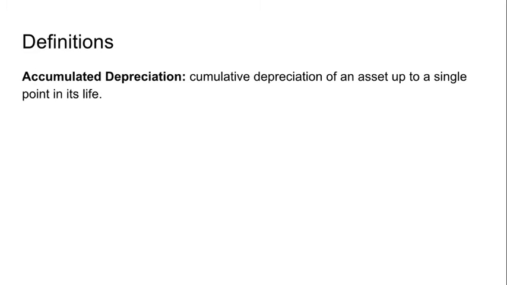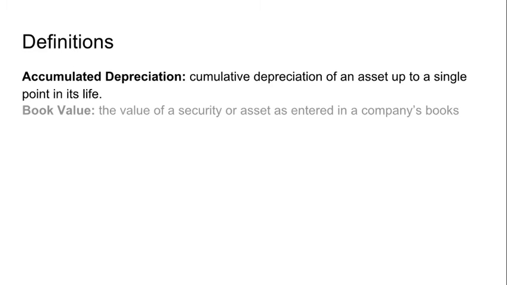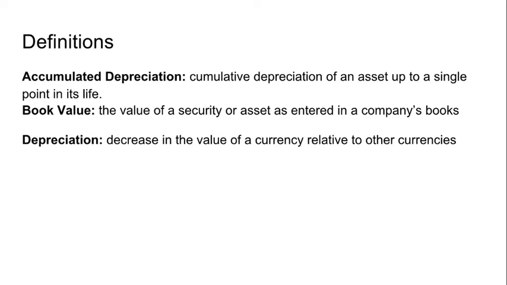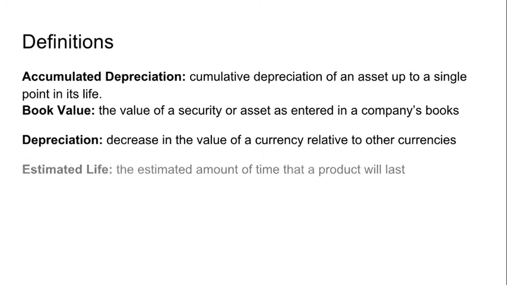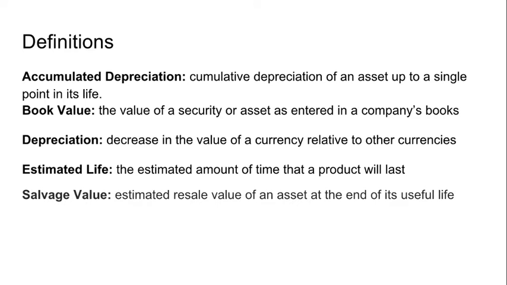So accumulated depreciation is cumulative depreciation of an asset up to a single point in its life. Book value is the value of a security or asset as entered in a company's books. Depreciation is the decrease in the value of a currency relative to other currencies. Estimated life is the estimated amount of time that a product will last. Salvage value is the estimated resale value of an asset at the end of its useful life.